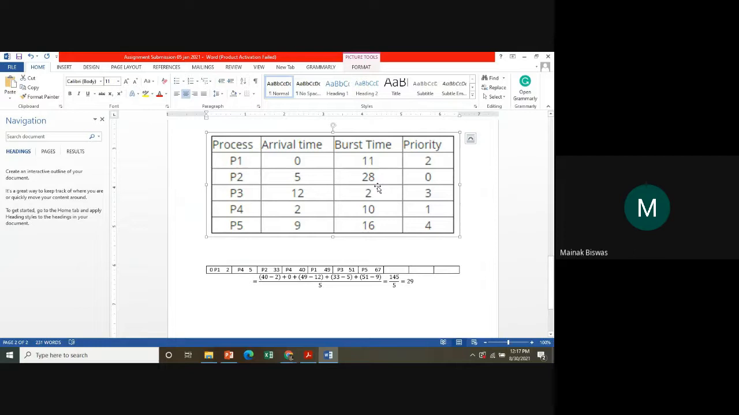Okay, so this is how the solution is done. So this type of questions will come in your midterm also. This type of questions will come in your semester exams also, but a little bit more complicated.